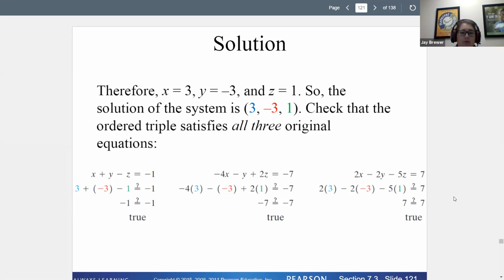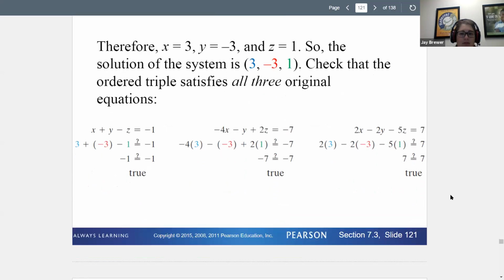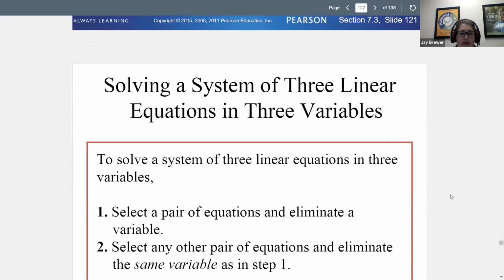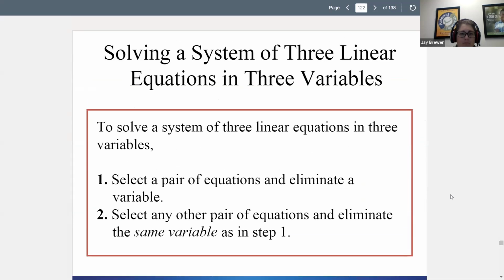It's pretty similar to your standard 2 equation system, but some people see that third variable and their brains kind of stop. All right, you can take a minute and write this down if you really feel like you need it. You want to select a pair of equations and eliminate a variable, and select another pair of equations and eliminate the same variable as in step 1. If you eliminate one variable in step 1 and then choose to eliminate a second variable in step 2, you're not really helping yourself out any. You want to eliminate the same variable.